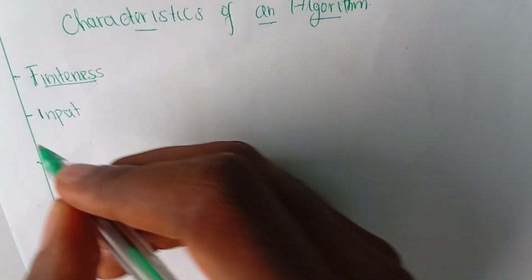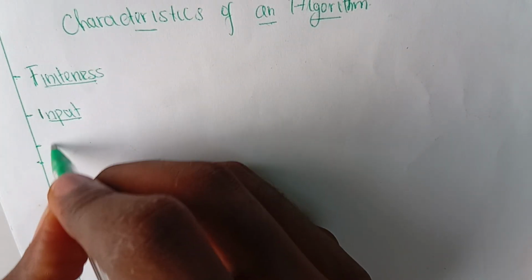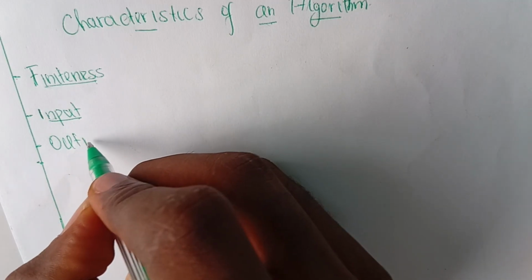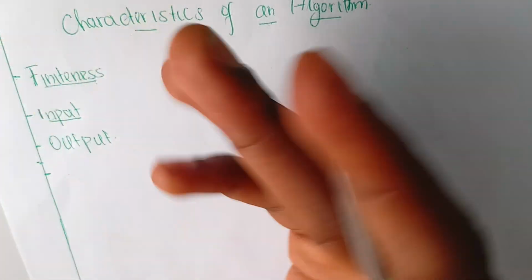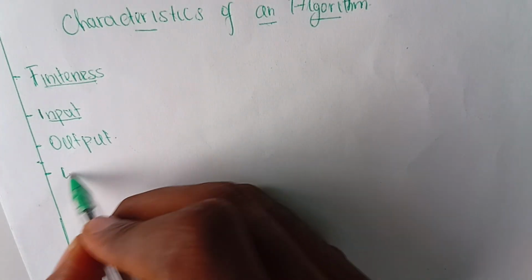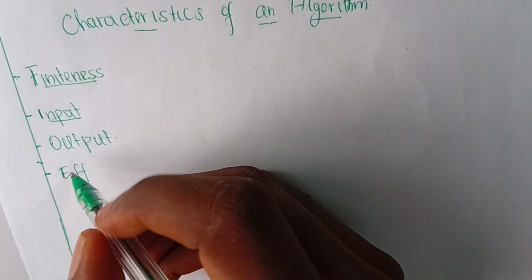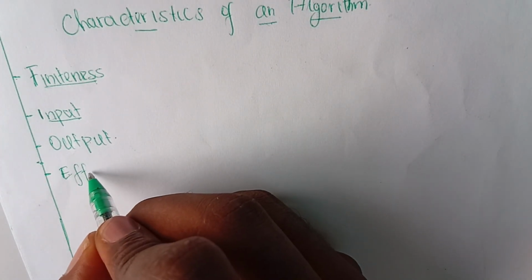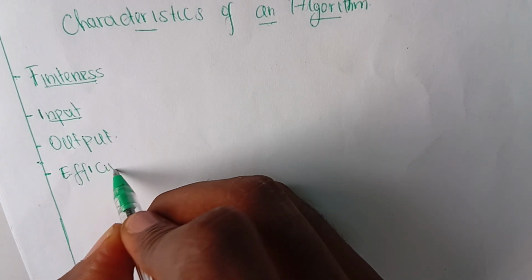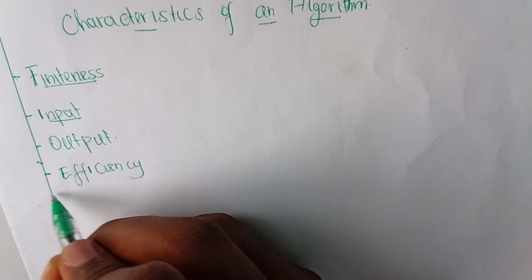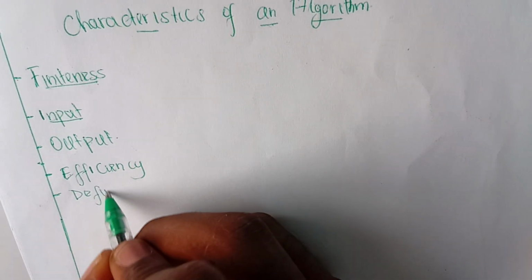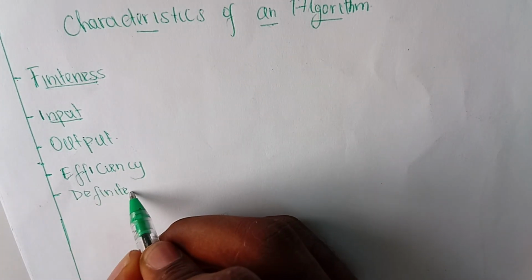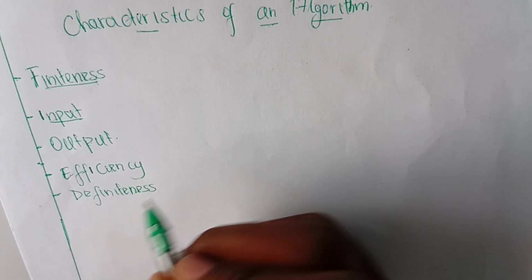An algorithm should have at least one input, either from the user or from the programmer. A good algorithm should have an output, and efficiency. A correct algorithm should do exactly what it is meant to do. Then we also have definiteness or non-ambiguity. A good algorithm shouldn't be ambiguous. That is, every term in it should have one and only one meaning.